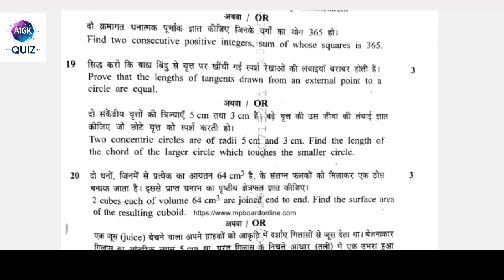19th question: prove that the lengths of tangents drawn from an external point to a circle are equal. This is the theorem of chapter 10, that is theorem 10.2.